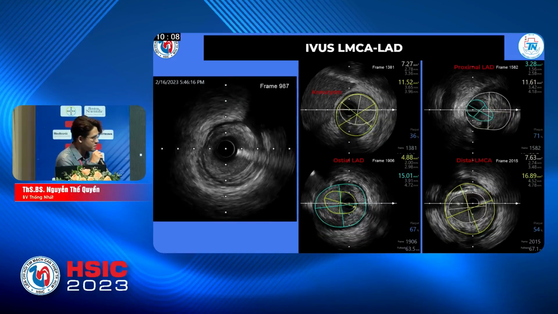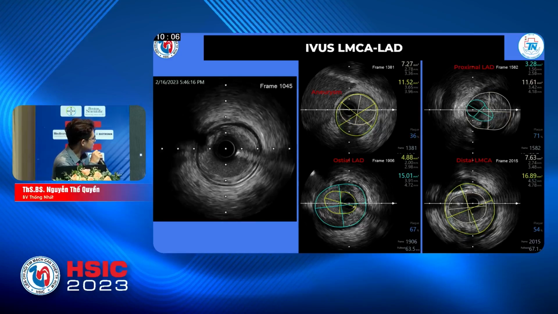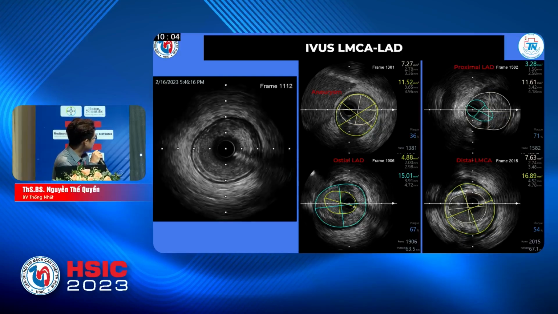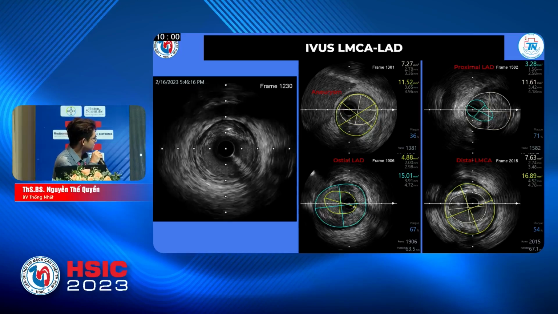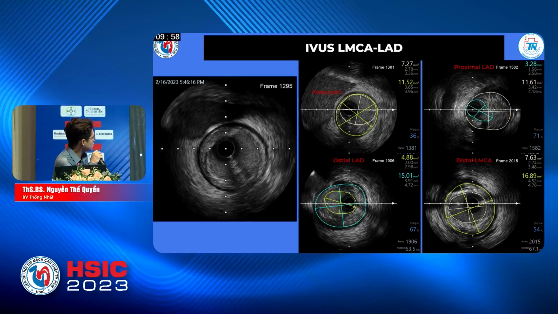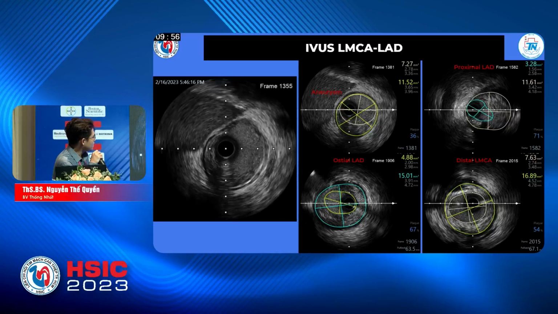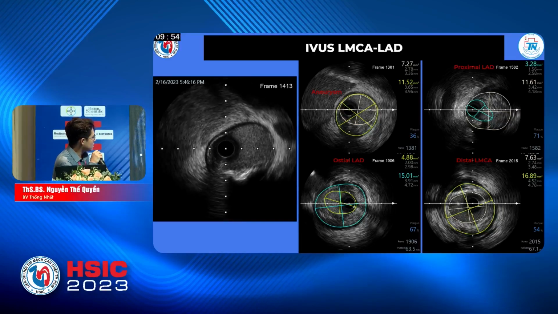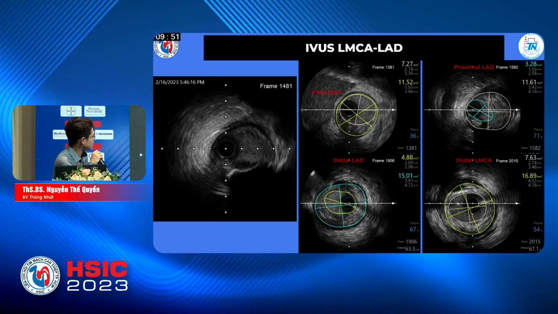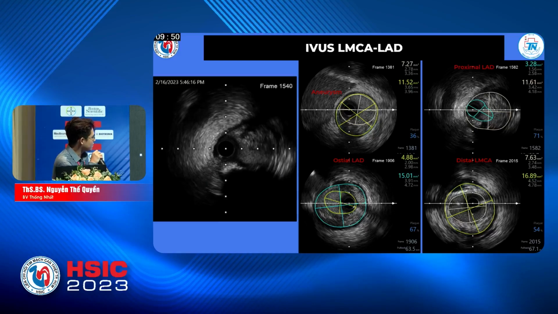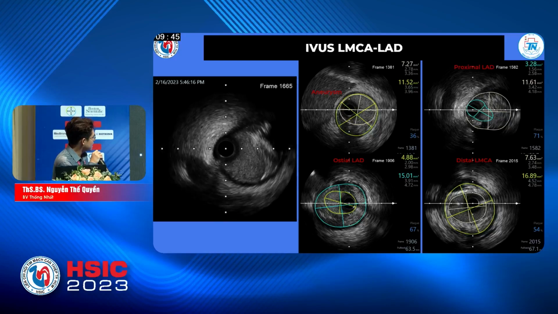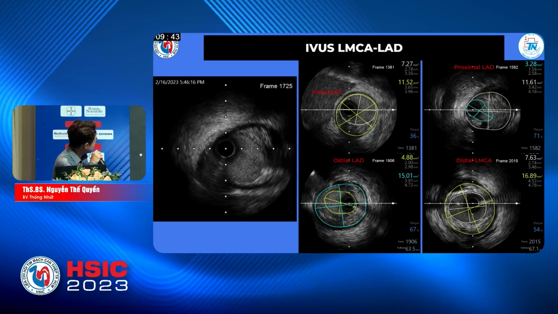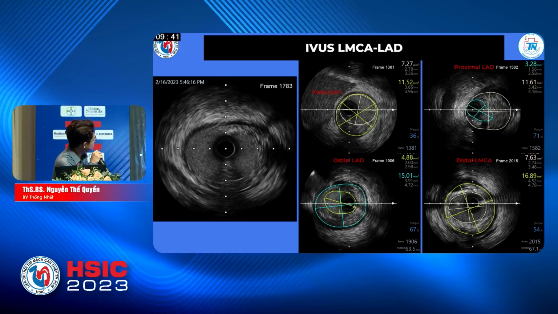The next step is to deal with the lesion at the left main and LAD. On the IVUS, we can see that there is a significant stenosis at the proximal to the ostium of the LAD with a plaque burden being around 60 to 70%. And at the distal part of the left main, the plaque burden was around 54%. And we also noticed a large aneurysm at the proximal part of the LAD.